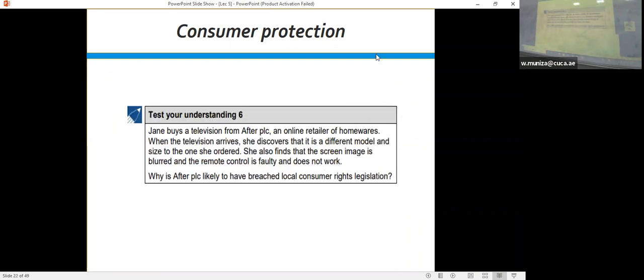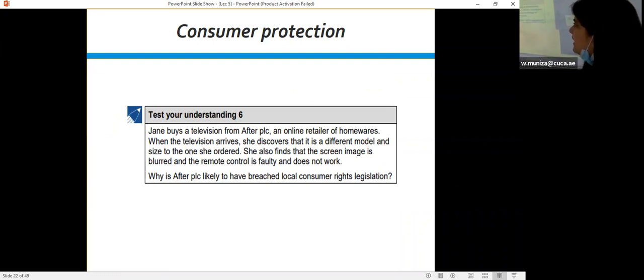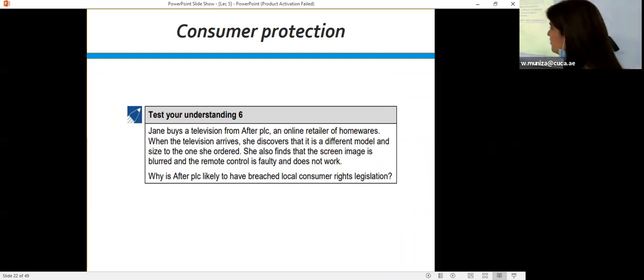Students, understanding number 6 is there. The requirement of the question is written. Why is After PLC, Public Limited Company, likely to have breached local consumer rights legislation? Okay, so After Public Limited Company seems to be breaching local consumer rights legislation. Why? Why is it so?